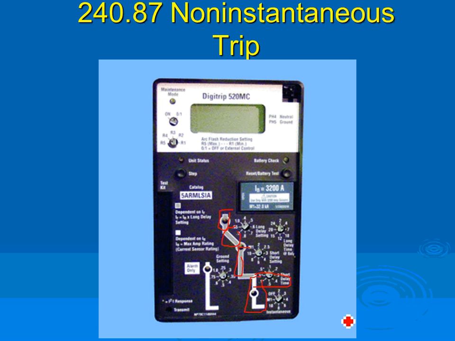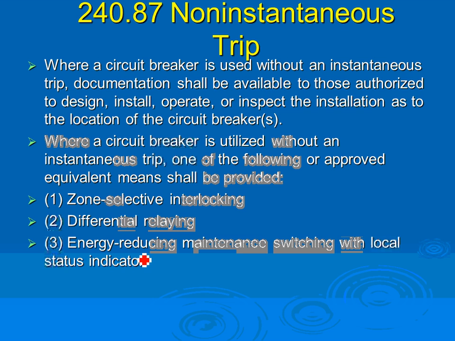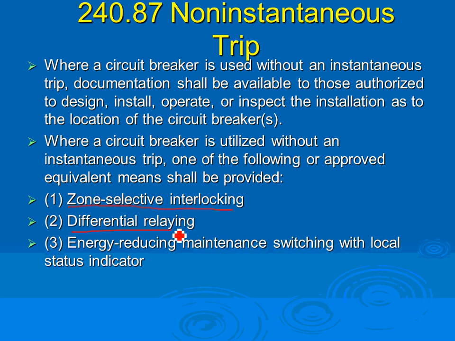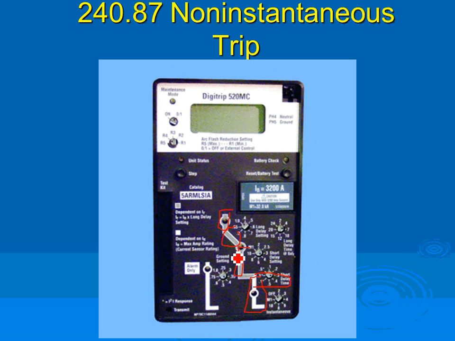If you have a non-instantaneous trip circuit breaker, guys, the code in 2011 changed to say they want you to provide either zone selective interlocking, or differential relay, or an energy reducing maintenance switch. So you have to have an energy reducing maintenance switch.